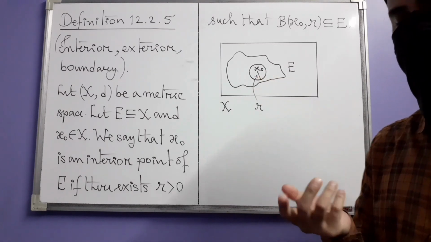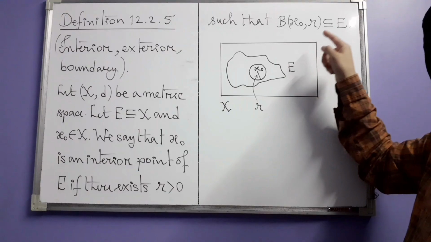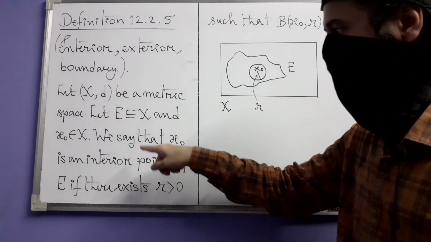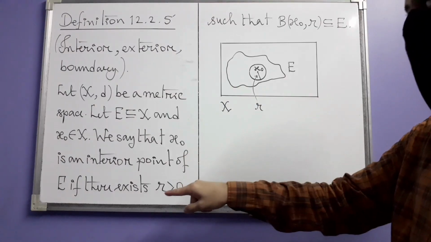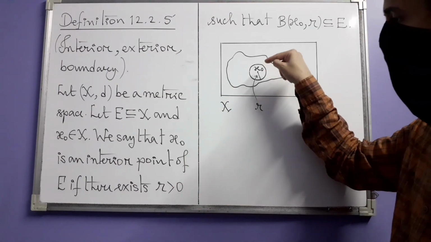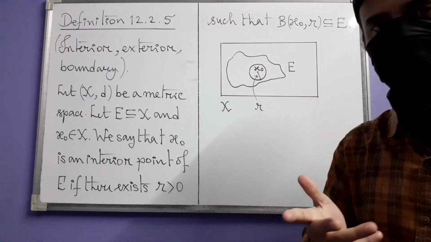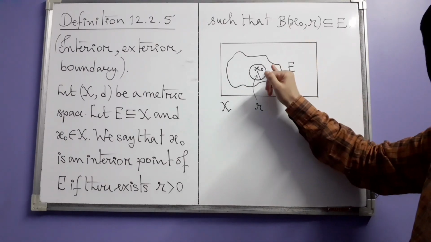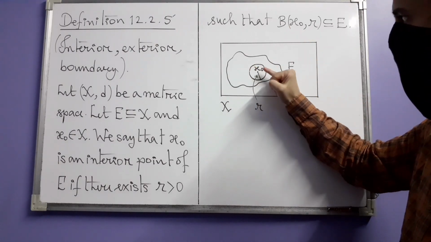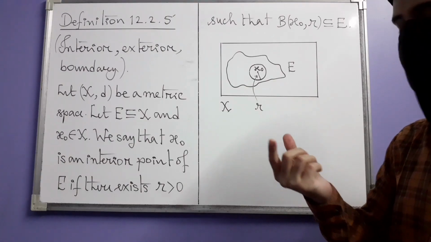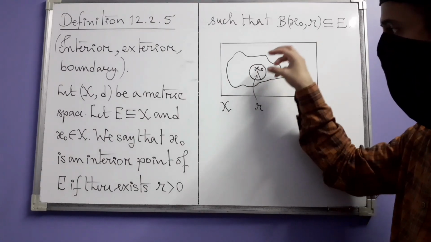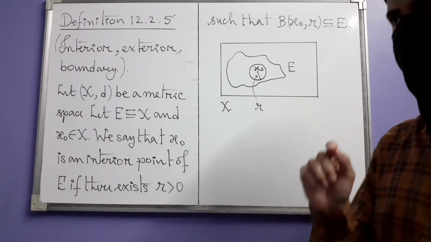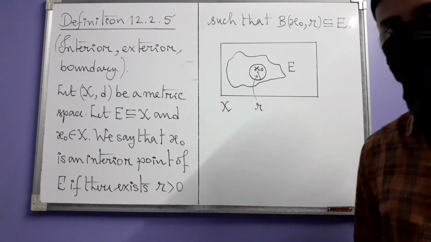You already see that automatically a restriction is being put on x naught, that if x naught has to be an interior point of E, it has to lie inside of E. Okay, but what else? Not just that, there should be a ball centered at x naught having some positive radius, of course, which is entirely contained inside of E. If that happens, then we say that x naught is an interior point of E.